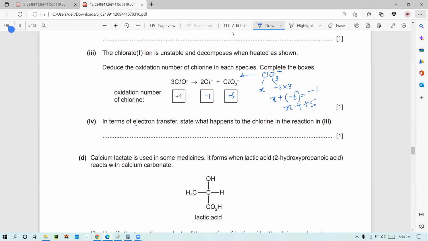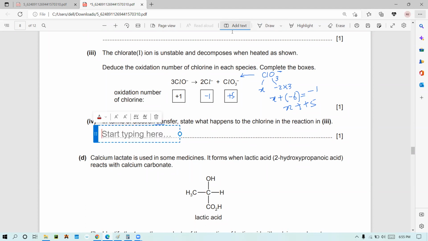In terms of electron transfer, state what happens to the chlorine in the reaction in Roman number 3. One chlorine goes from +1 to -1, which means it takes 2 electrons. And one chlorine goes from +1 to +5, giving away 4 electrons.